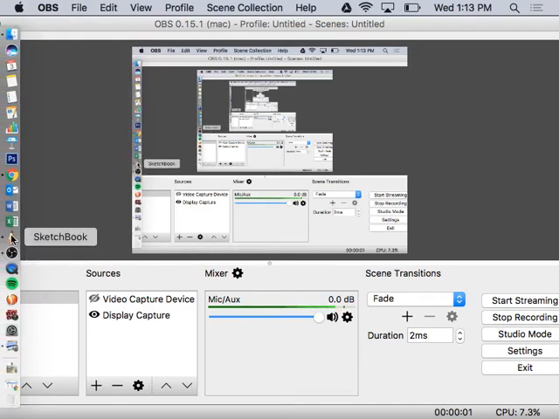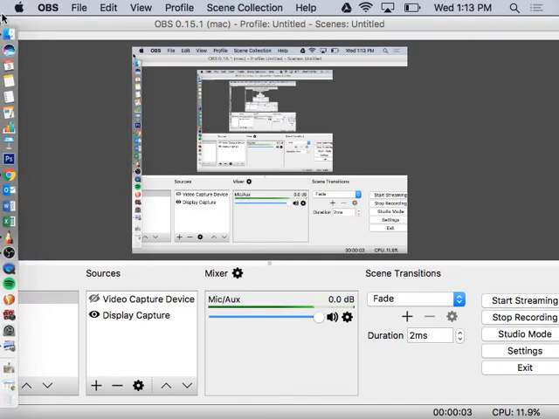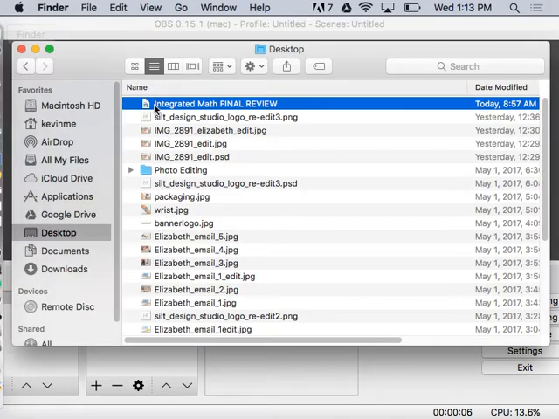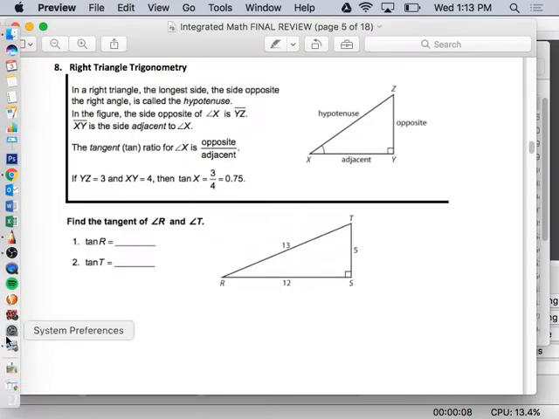Sorry about that. Okay, now we're actually going to start. So, what are we talking about today? We are talking about right triangle trigonometry.